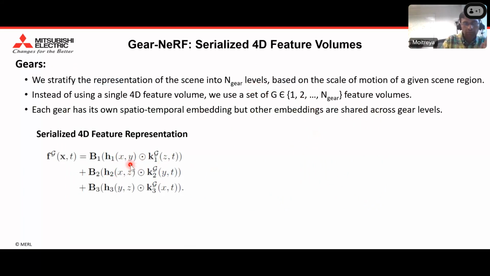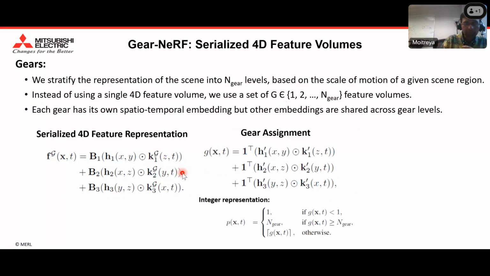So factorizations which are entirely spatial, like XY, XZ, YZ, would be shared across the different gear levels. But the spatio-temporal factorizations, like ZT, YT, XT, would be different for different gears. So you might have a more dense embedding learned for higher level gears, which capture regions of the scene which are moving faster, and you would have more sparse embeddings learned for regions of the scene that are not moving or moving very slowly.